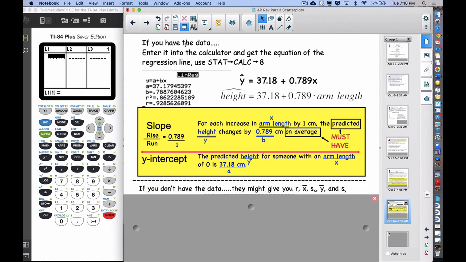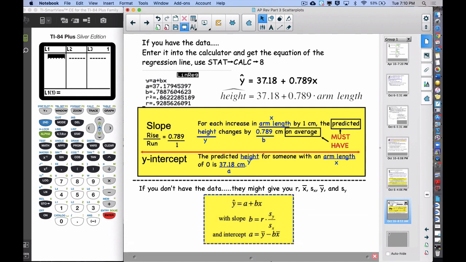Now, that was if you have the data, where we can use the calculator. If you don't have the data, where you can't just put both lists of numbers in and run stat calc 8, then they will probably give you the correlation, the mean of the two lists that your variables are, as well as the standard deviation of those lists. In real life, this happens sometimes if you have massive sets of data. Rather than have somebody type in 1,000 x values and 1,000 y values, it's a lot easier for a computer to crunch these out quickly, and then they would give those to you. And here would be our formulas. You have to find the slope first, because we actually need the slope when we're calculating the y-intercept.